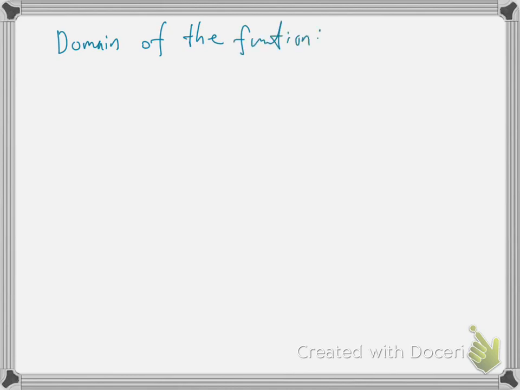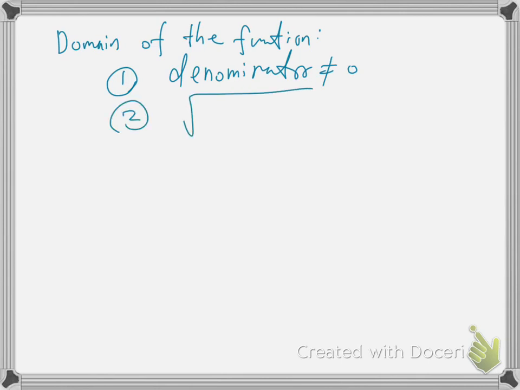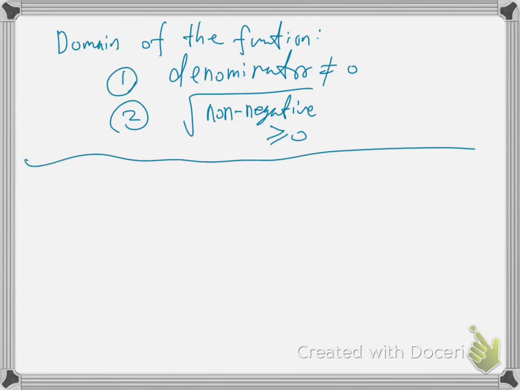So we need to check 2 conditions, right? First condition, denominator is not 0. Second condition, you are taking square root of non-negative number, which means greater than or equal to 0, right? Radicand is greater than or equal to 0. Okay? So now question 1.